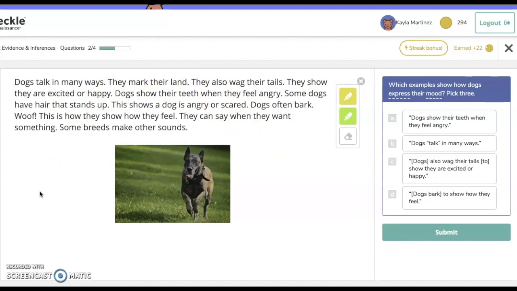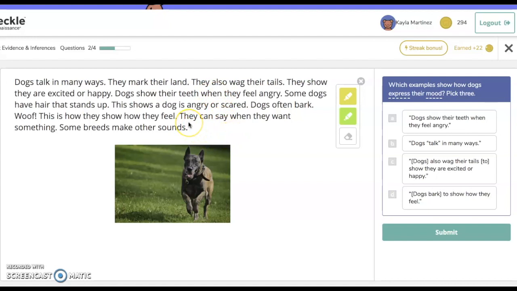Ooh, doggies. This says, dogs talk in many ways. They mark their land. They also wag their tails. They show they are excited or happy. Dogs show their teeth when they feel angry. Some dogs have hair that stands up. This shows a dog is angry or scared. Dogs often bark. Woof. This is how they show how they feel. They could say what when they want something. Some breeds make other sounds.